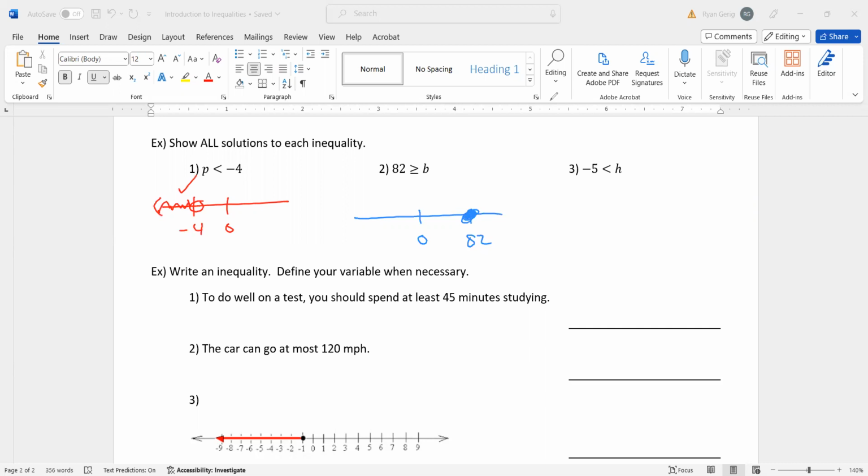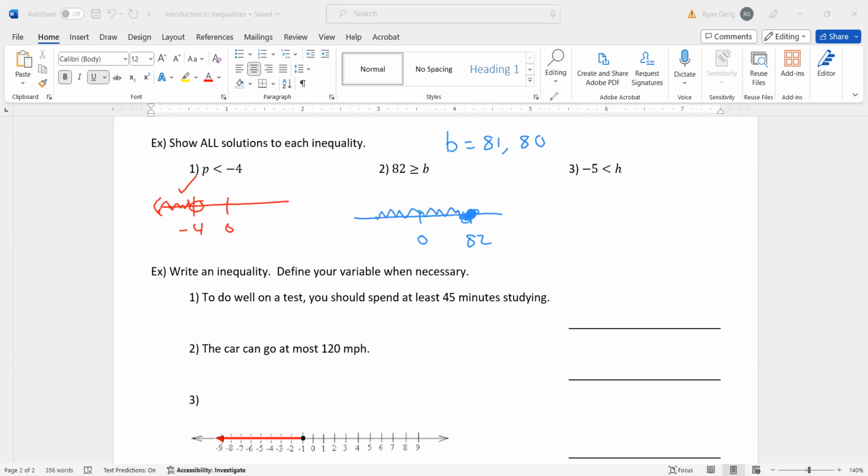Okay, you're going to go that way with it. But let's think about this. Find numbers that make this true. 82 is bigger than what? Well, 82 is bigger than 81. It's bigger than 80. Well, where are those numbers? Those numbers are to the left, right?